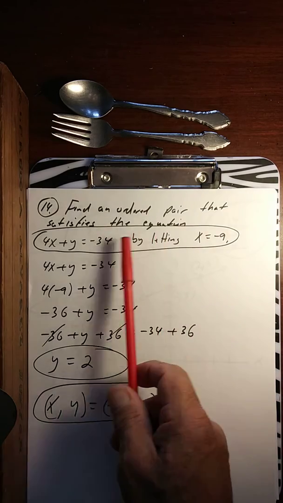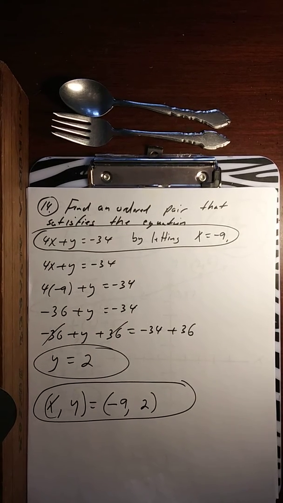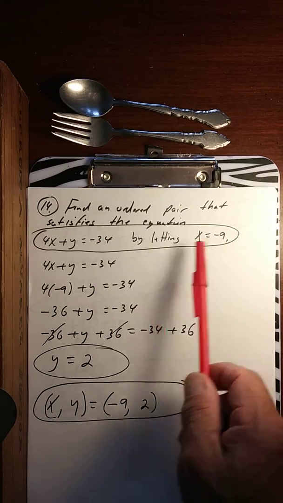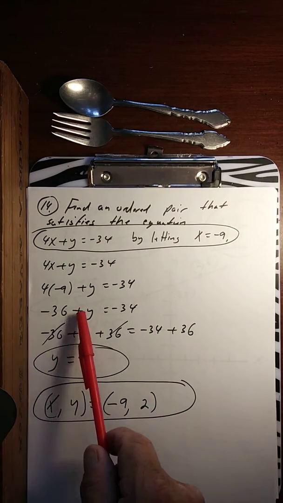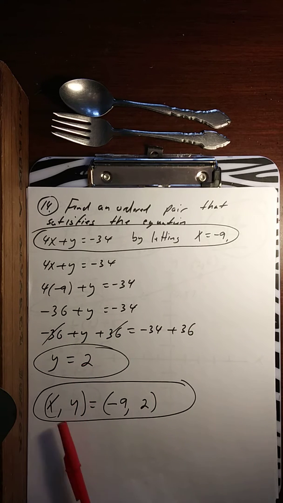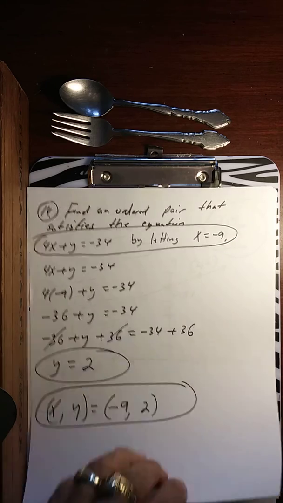Find the ordered pair to satisfy the equation. So we can find an ordered pair that works here by letting x equal negative 9. So negative 9 goes in there. 4 times negative 9, negative 36 plus y, and then add 36, so y equals 2. So that means x is negative 9 and y is 2.